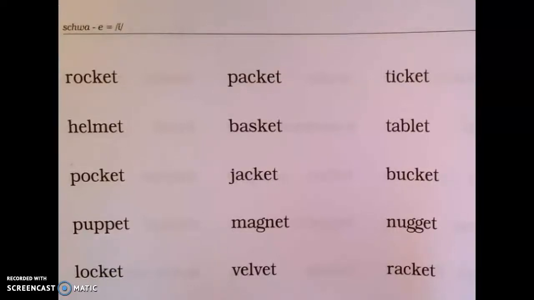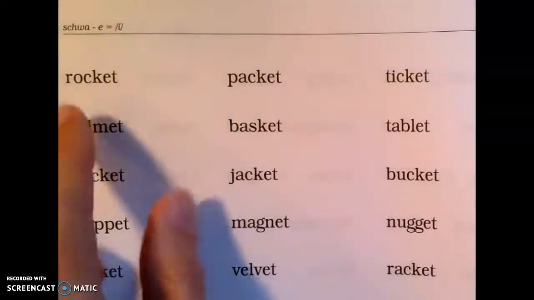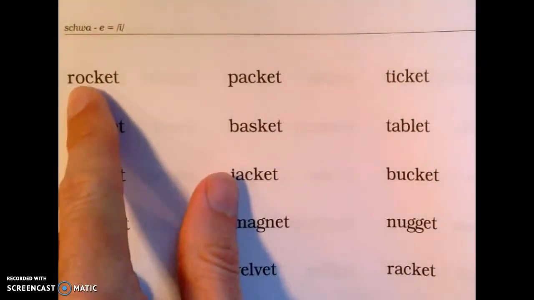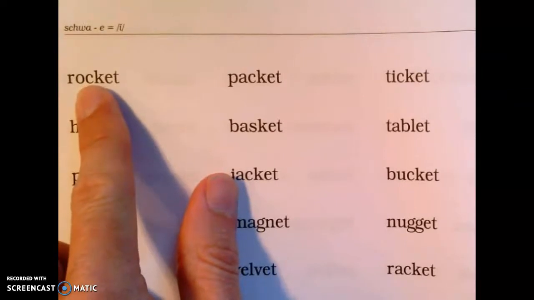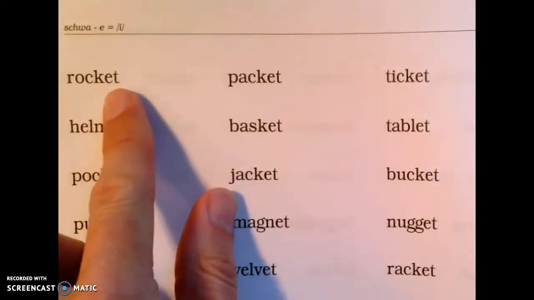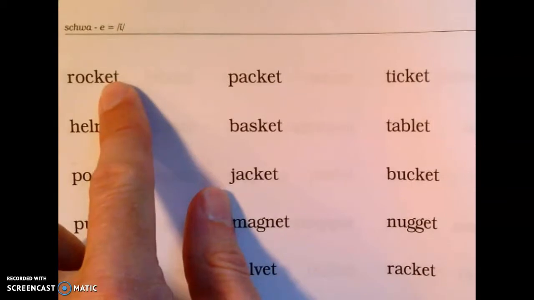Okay, now we've come to the charting part of our Wilson lesson. This is the practice part where I will point to 5 words. You're going to practice dividing them first and then combining the syllables to make a real word. First one, as an example, if you were to divide it, CK stays together: rock, et, rocket.